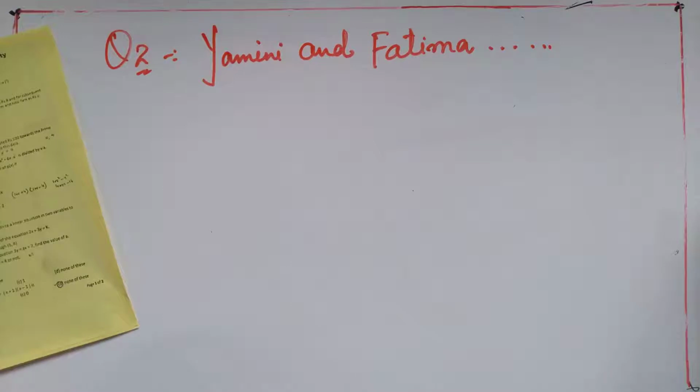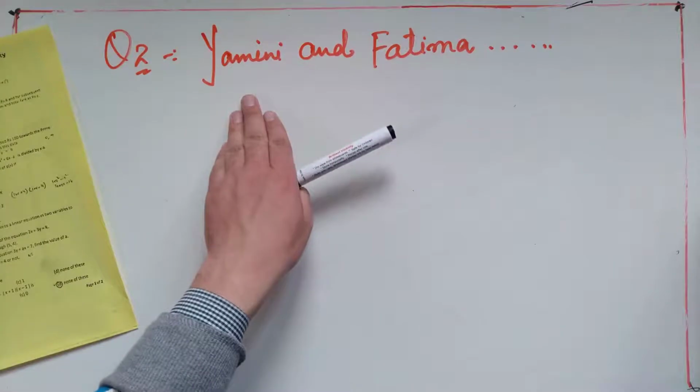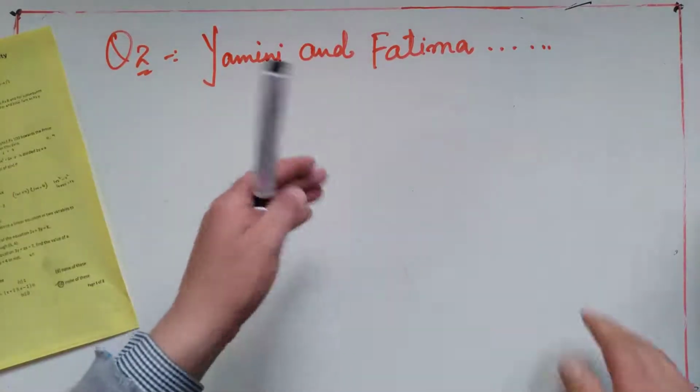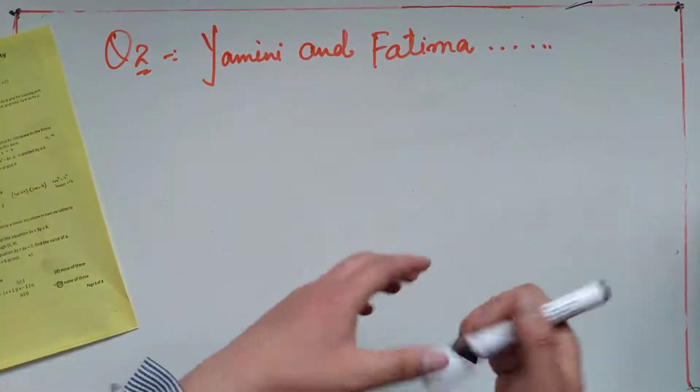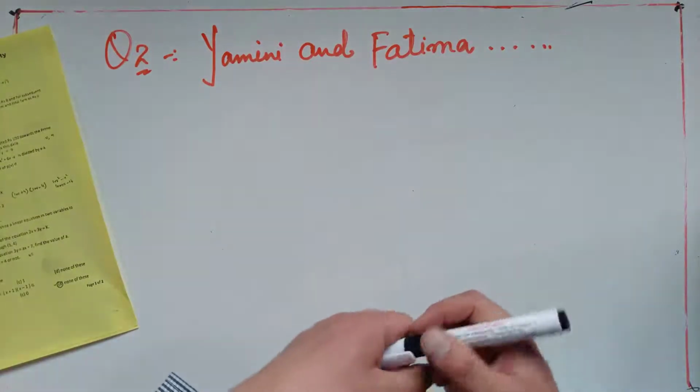This question is from linear equation in two variables, and this is a pretty straightforward question. It says that Yamini and Fatima, two students of class 9, contributed rupees 100 towards the Prime Minister Relief Fund. Write a linear equation. So Yamini made some contribution, Fatima made some contribution, and when their contributions are added, it gives us 100. We don't know how much contribution they have made, so we will assume it.